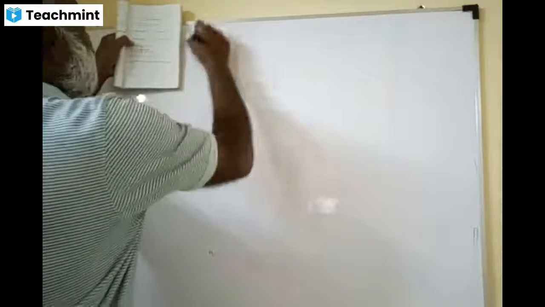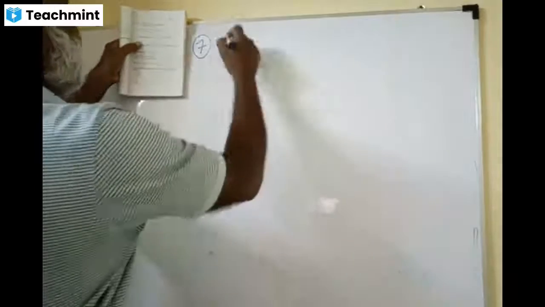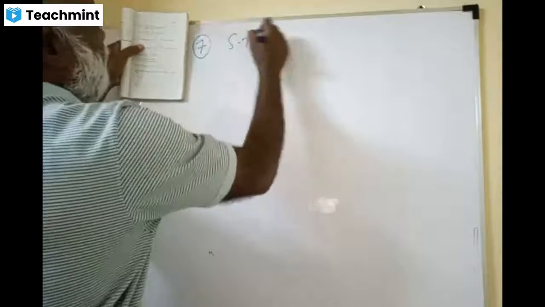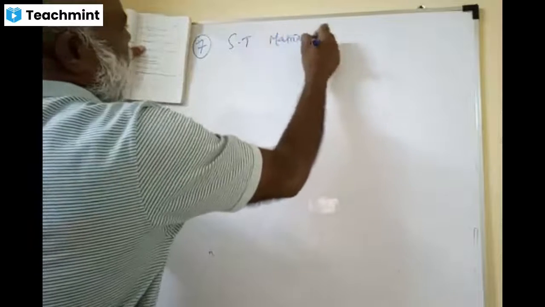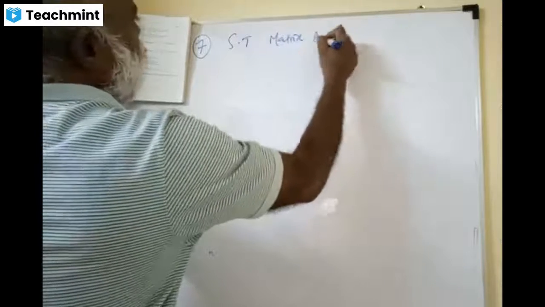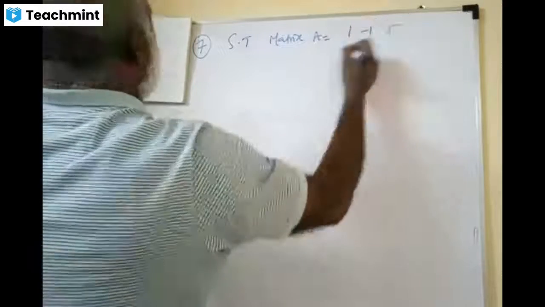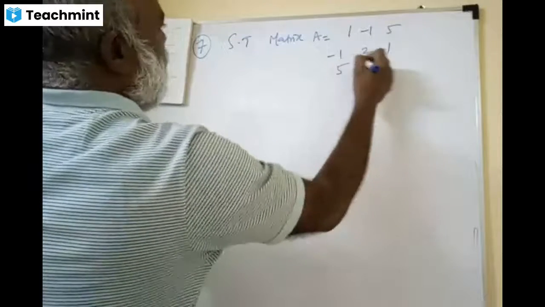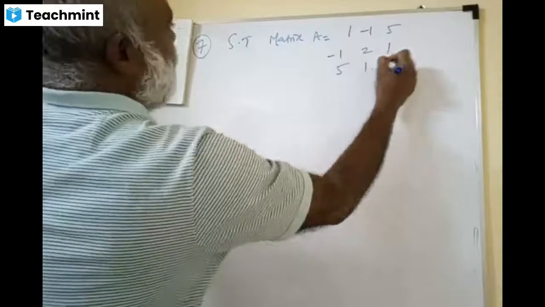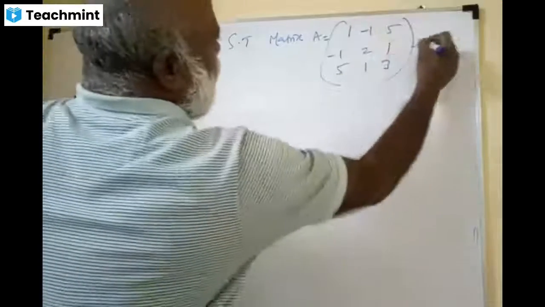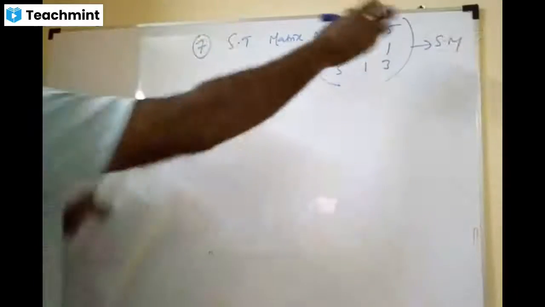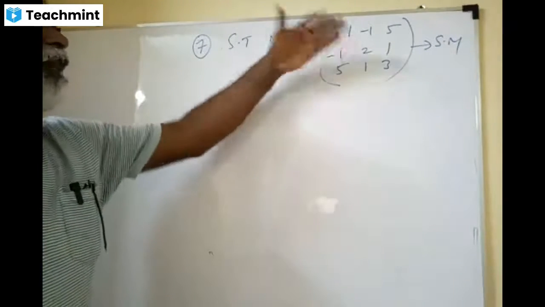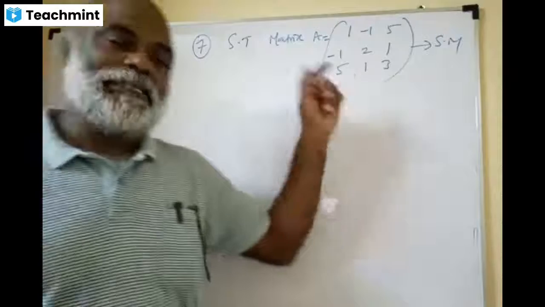Seventh question, show that the matrix A, 1, minus 1, 5; minus 1, 2, 1; 5, 1, 3 is a symmetric matrix. Now, show that this matrix is a symmetric matrix. What to do, Pavitra? Tell me. How do I show that this matrix is a symmetric matrix?